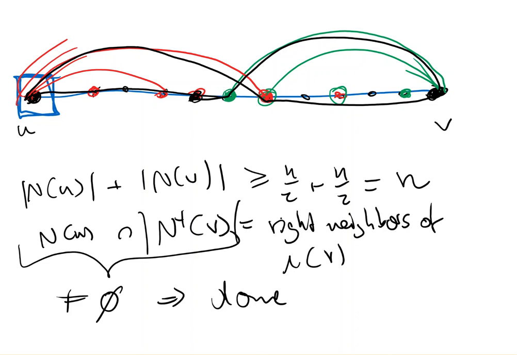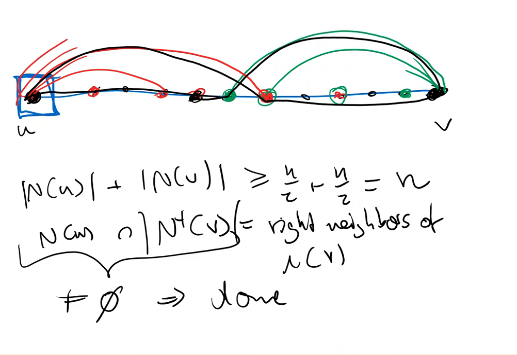So therefore, not every vertex can be in one of these two things, but these two things together have size at least n, so they have to overlap. The intersection is non-empty, and by the argument above, we're done, because this means there is a green vertex followed by a red vertex, which gives us the cycle, which gives us either a longer path or the Hamiltonian cycle. Okay, so this is the proof of Dirac's theorem.